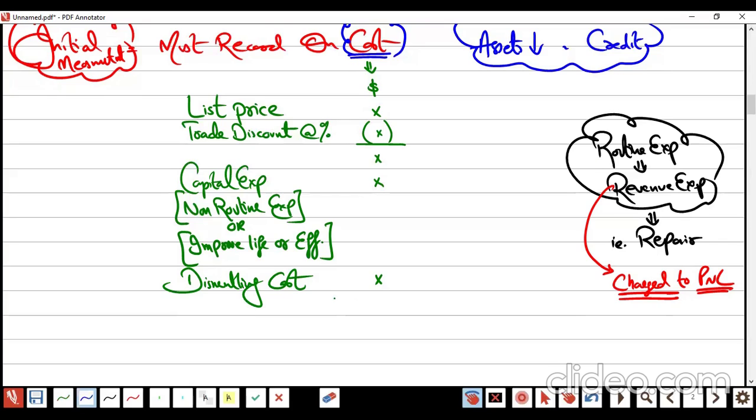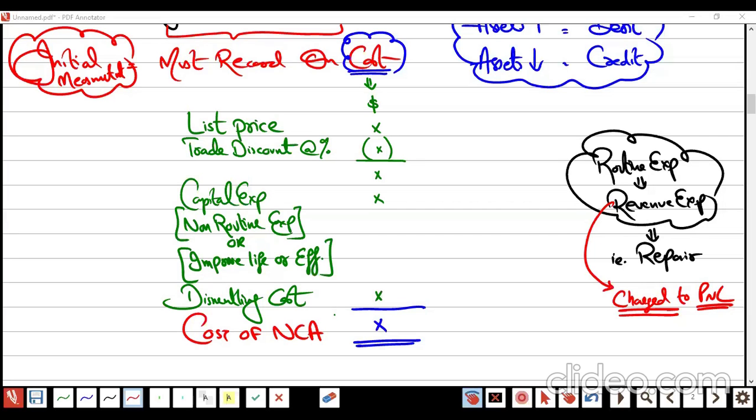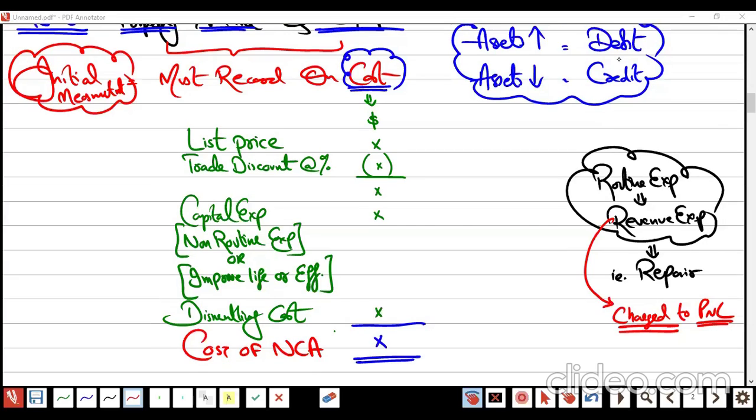Disposal cost? No. Dismantling cost, removal cost, same. Removal cost, dismantling cost, decommissioning cost, all are the same. What is that? Any idea? What is dismantling or removal cost?